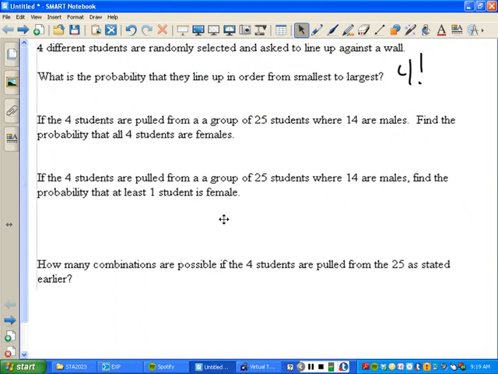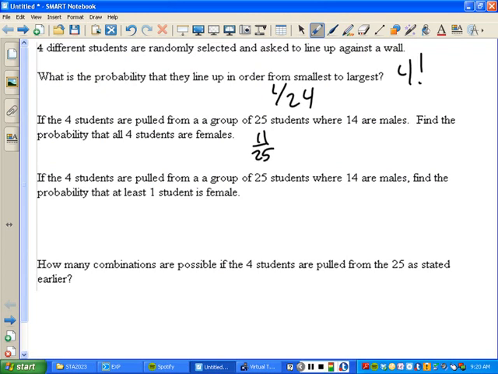So, because this is asking for a probability, the probability of that happening is 1 in 24. Now, this should say if the 4 students are pulled from a group of 25 where there are 14 males, find the probability that all 4 are females. I should say that if 4 different students line up against the wall, it implies they're different, otherwise it would be the same person 4 times. So there are 11 females. I hope everybody gathers that part. So the probability that all 4 of them are females, the first one being female is 11 out of 25.